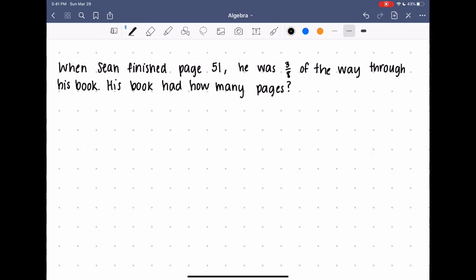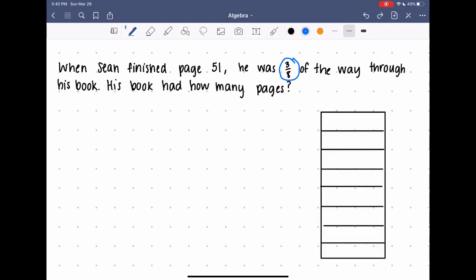Number 2, when Sean finished page 51, he was 3/8 of the way through his book. His book had how many pages? Okay, let's circle these important fractions here. He was 3/8 of the way through his book. So that means I'm going to split my book up into 8 parts. And I know that he is 3/8 through, which means he has not read the other 5/8.